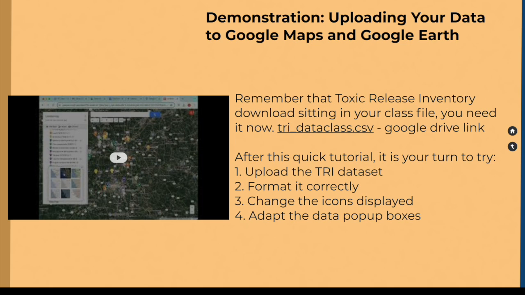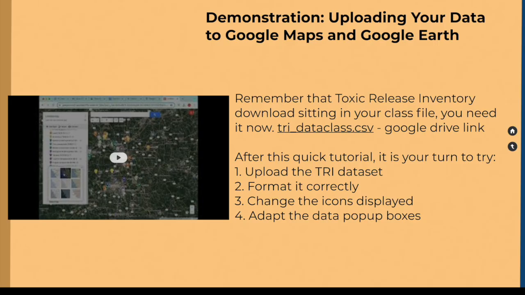So in this next film, what we're going to do is take that toxics release inventory information that we downloaded last time, and we're going to incorporate that into Google Earth. Now, in order to do that, we have to go through Google Maps to get to Google Earth. This is a workaround, a simple way to take a CSV and convert it into a Google Earth file.